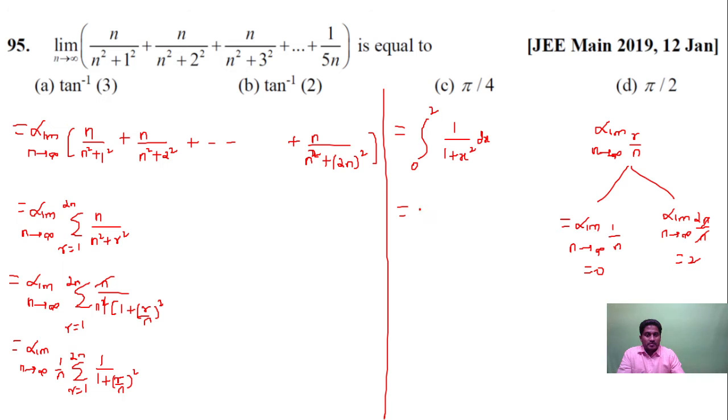Integration of 1 by 1 plus x square is tan inverse of x, between the limits 0 to 2. Upper limit is tan inverse of 2. Lower limit is 0 only, tan inverse of 0 will be 0. Okay, answer is tan inverse of 2.